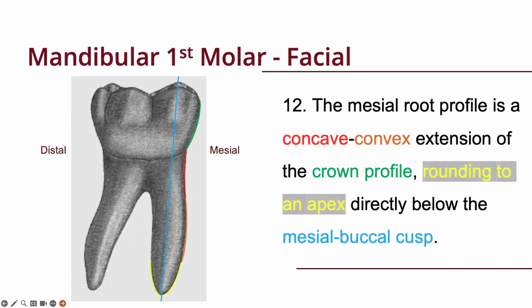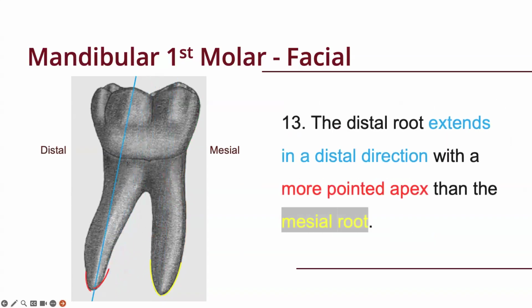The mesial root profile is a concave convex extension of the crown profile, rounding to an apex directly below the mesial buccal cusp. All right, so you see here the mesial profile extends onto the root, is a little bit concave right here, then goes convex again, and then rounds to an apex directly below that mesial buccal cusp. The distal root extends in a distal direction with a more pointed apex than you'll see on the mesial root.